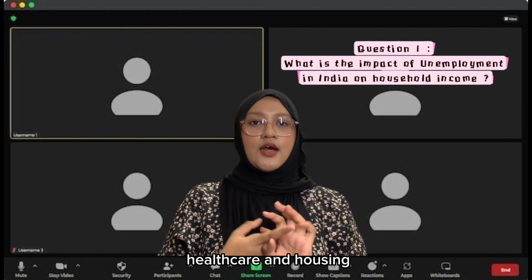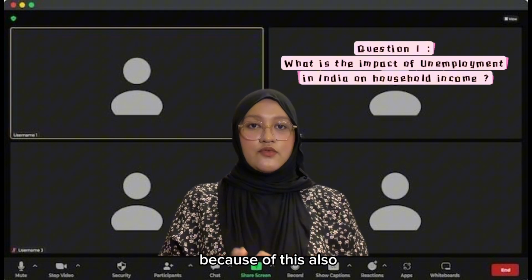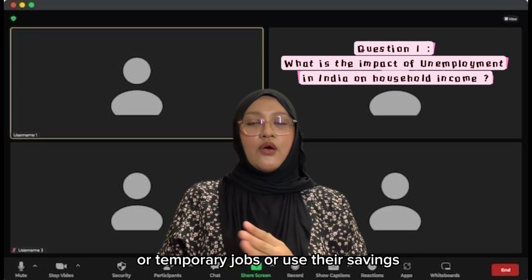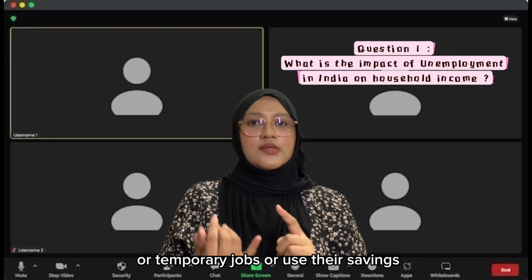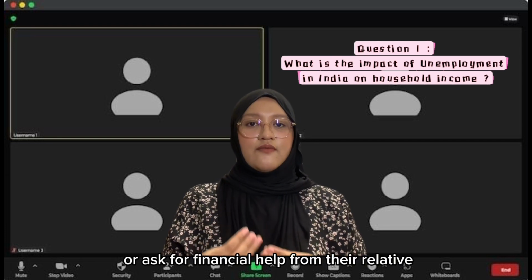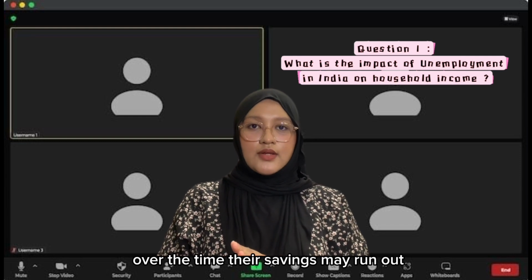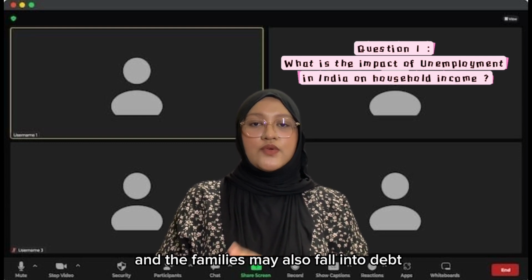This will make it hard for families to pay for their basic needs, such as food, education, healthcare, and housing. Because of this, many households are forced to depend on informal or temporary jobs, or use their savings or ask for financial help from their relatives. Over time, their savings may run out and the families may fall into debt.